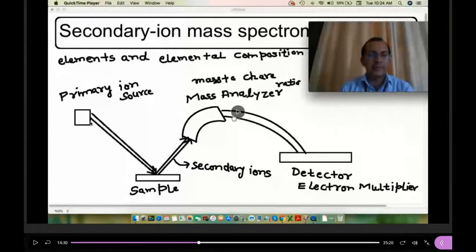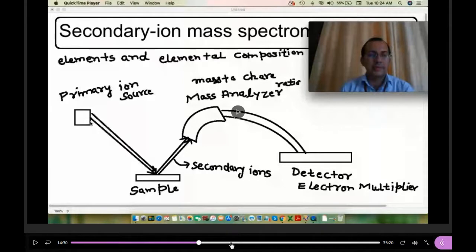And there will be a mass analyzer, and you would have different trajectories of the ions, the secondary ions in this case, and then they will go to the detector. So you can get the range of different ions depending on their charge to mass ratio. So that we have to see in detail.